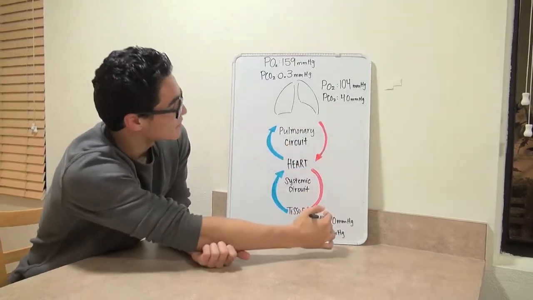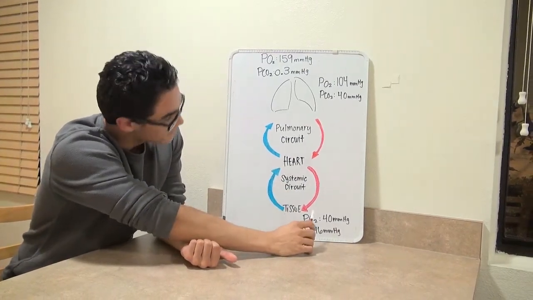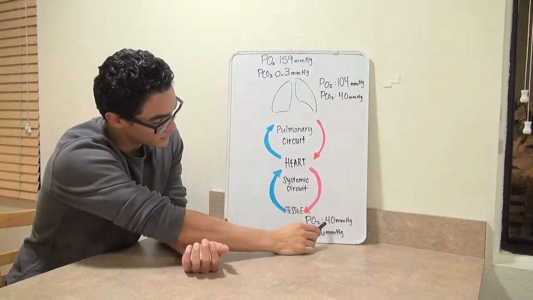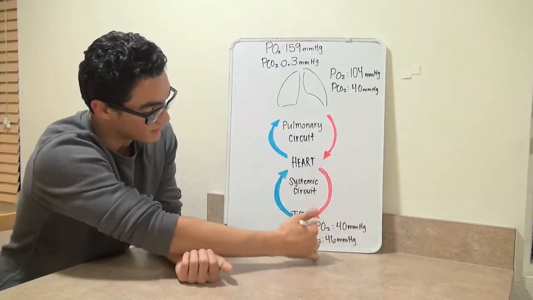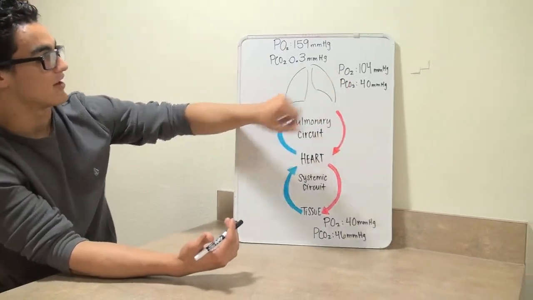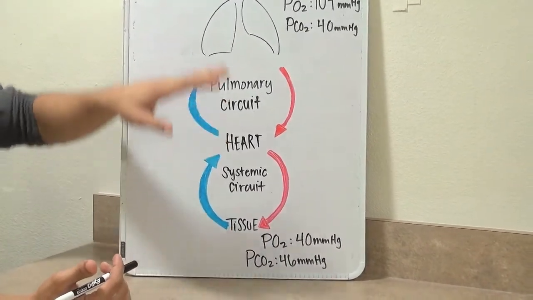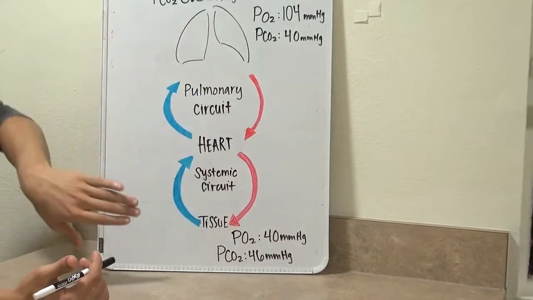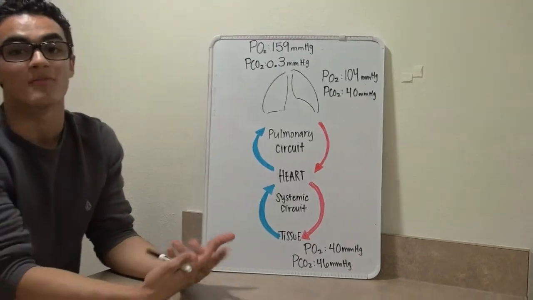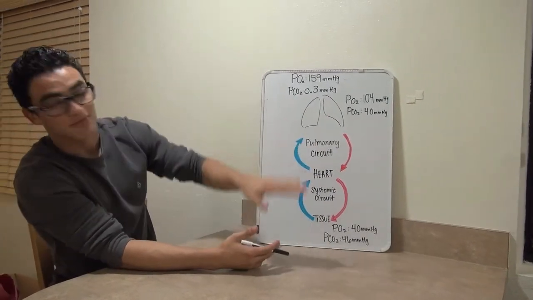And as that pressure is moving through its gradient, it's going to go from 104 millimeters of mercury of oxygen in the lungs to 40 millimeters of mercury of oxygen in the tissue. That pressure gradient, the difference between the pressure of oxygen in the lungs and in the tissue, is what's going to allow oxygen to move from your lungs into your tissue so you can utilize it for nutrient absorption and all the metabolic processes that oxygen aids in, right? So that's the pressure gradient of just oxygen.